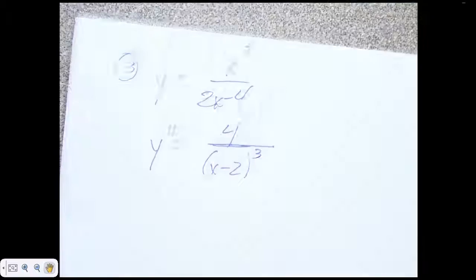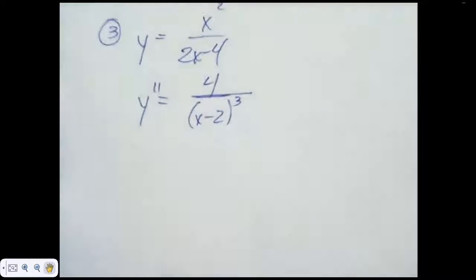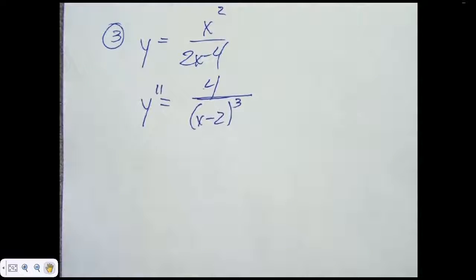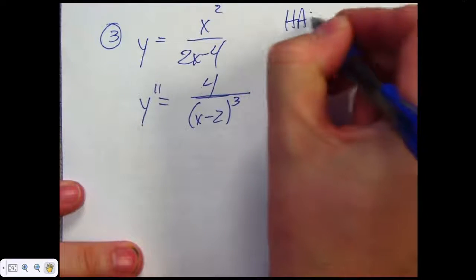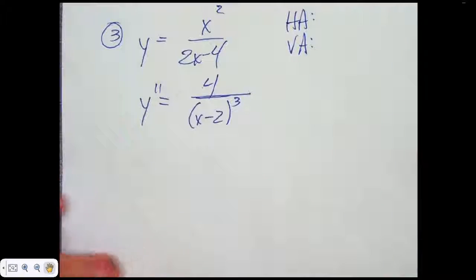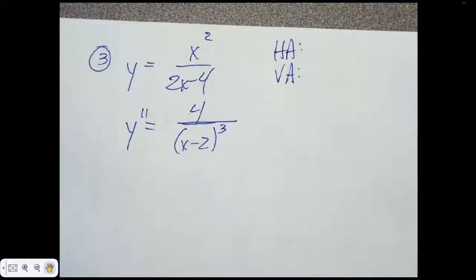Alright, you guys keep going. So do it from there. Find where it's concave up, concave down, and if there's any points of inflection. We also skipped the HAVA part, which does matter. This one, why does it matter? It's fractions. Do that part too.